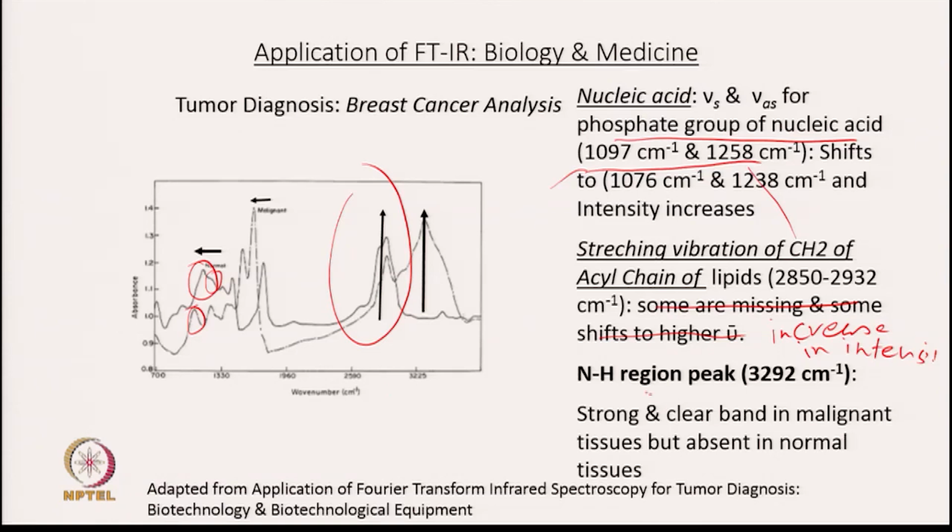And if you look at the NH region, the peak around 3292 cm⁻¹ is a strong and clear band in malignant tissue, but absent in normal tissue.